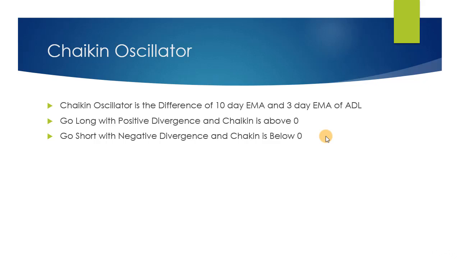We can go long with a positive divergence and when Chaikin oscillator crosses above zero. Similarly, we can go short when Chaikin oscillator is giving a negative divergence and crosses below zero. As it is an indicator of an indicator, it shouldn't be used alone to get trading signals. If we combine stochastic RSI with Chaikin oscillator, then we get a great result.